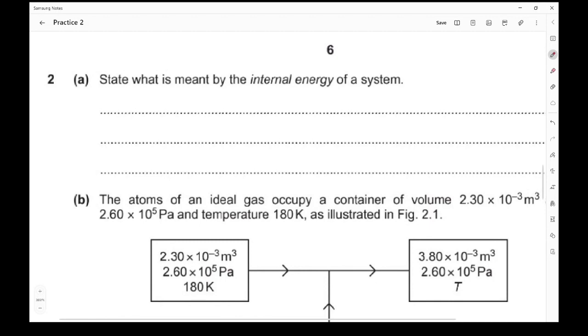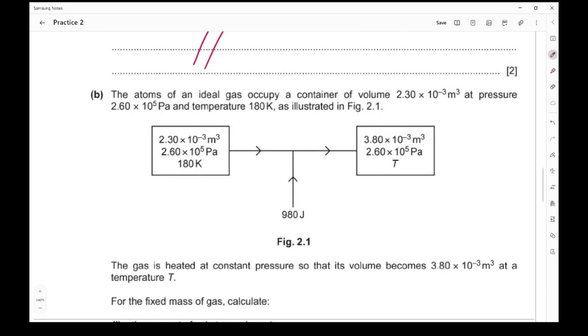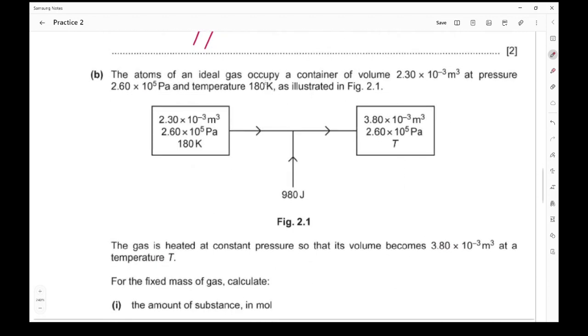State what is meant by the internal energy of a system. We have already dealt with this in the previous questions, so I'm not going to do it again. Let's go and read this question. The atoms of an ideal gas occupy a container of volume, given in cubic meters, at a pressure of this and a temperature of 180 Kelvin, as illustrated in figure 2.1. Let's look at this diagram.